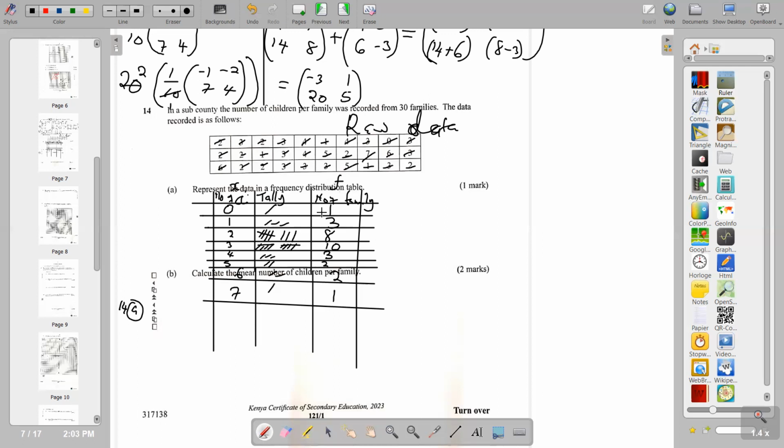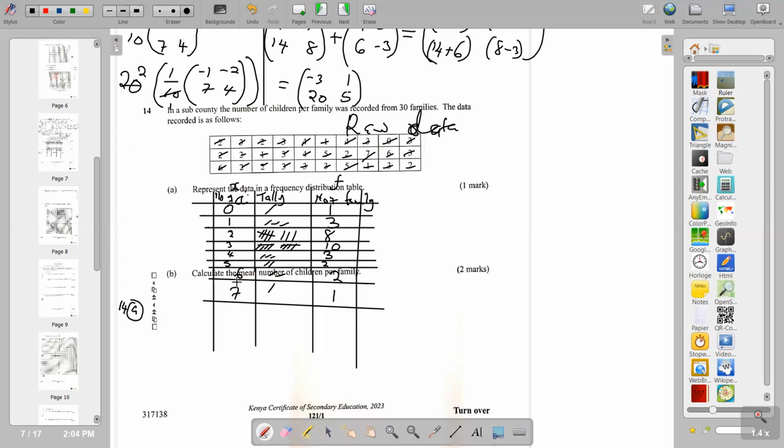So you have to confirm that the total of this is 30, the number of families. If it is not, then you have to repeat to check if maybe there's a number you skipped. So confirm. Yes, it is 30, so it is fine. So now for part A, this one is the frequency distribution table.